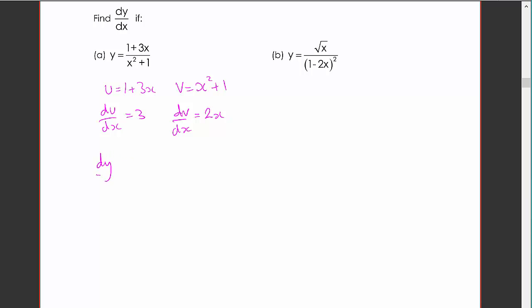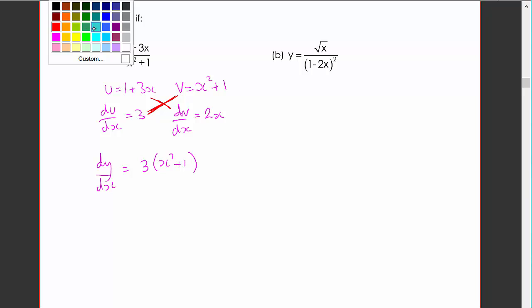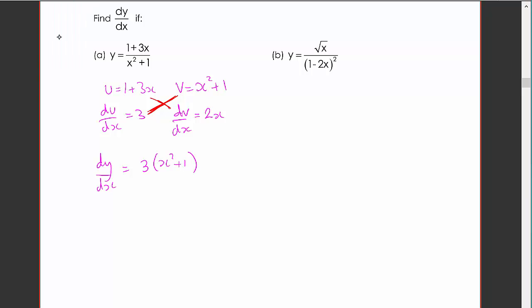So dy/dx is v times du/dx. So that's 3(x squared plus 1). And note, when I say v du/dx, this is the way I lay it out like this, because we go across there, and then we go across there. And it's easier to remember a pattern than it is to remember a formula. So we've got v du/dx.